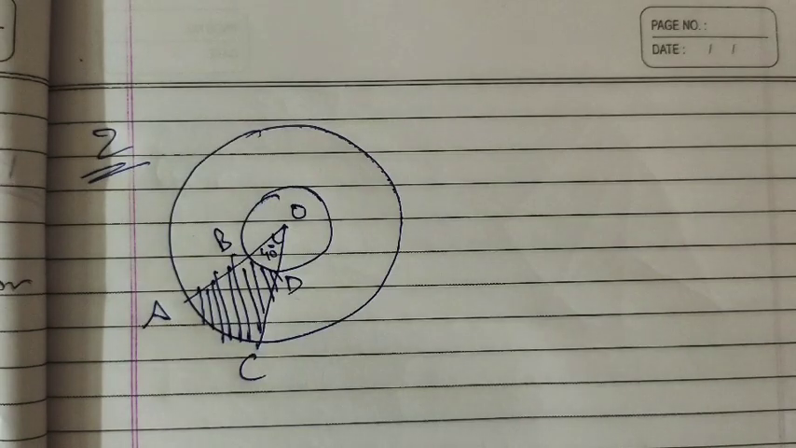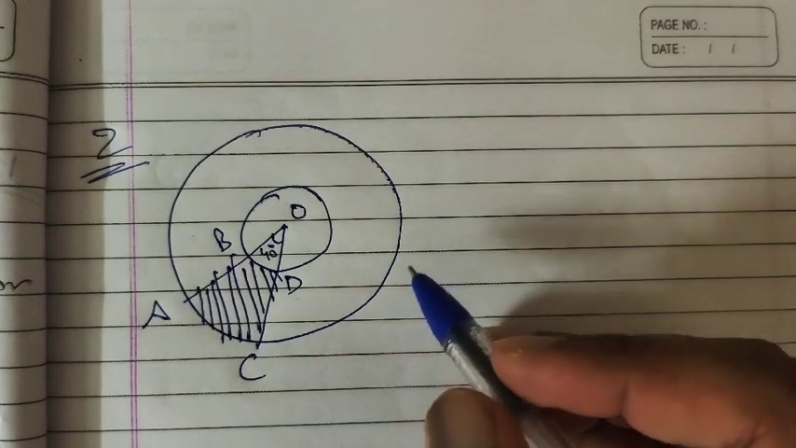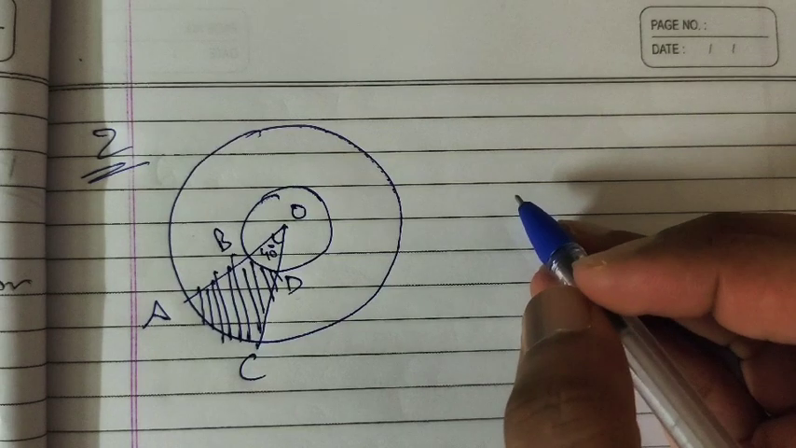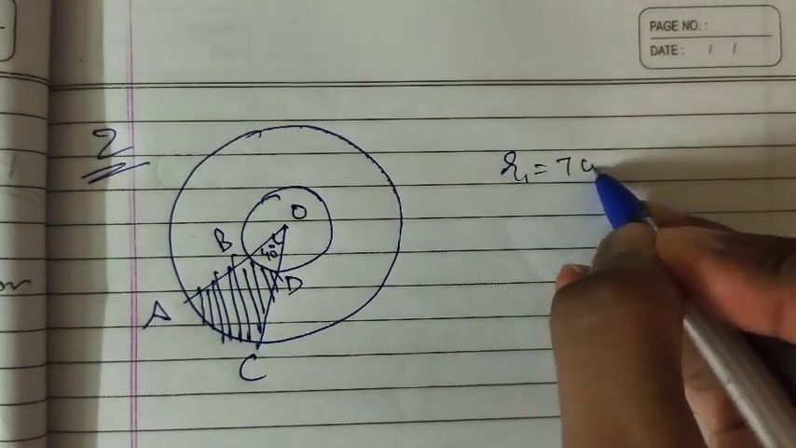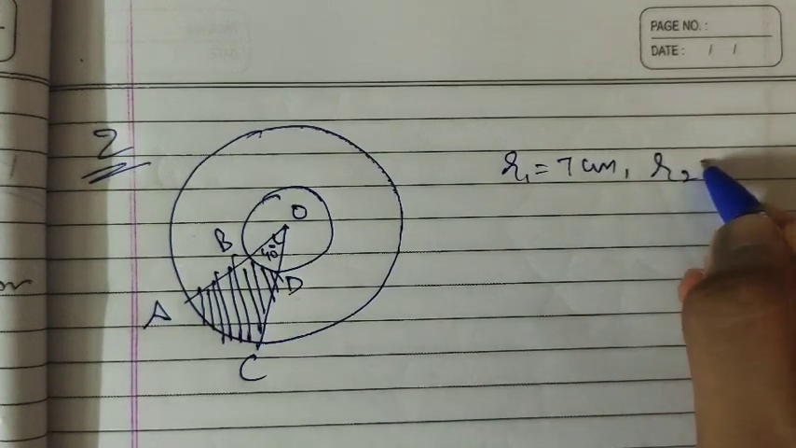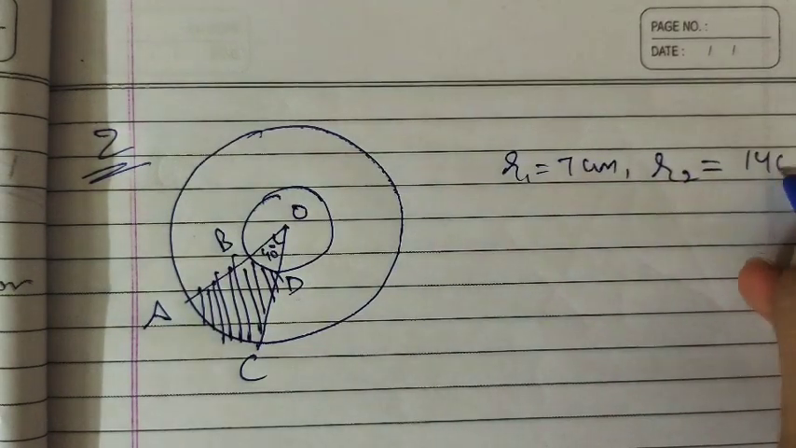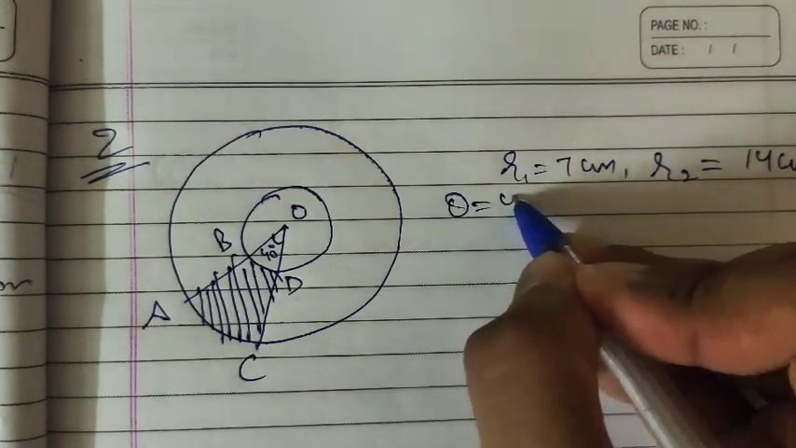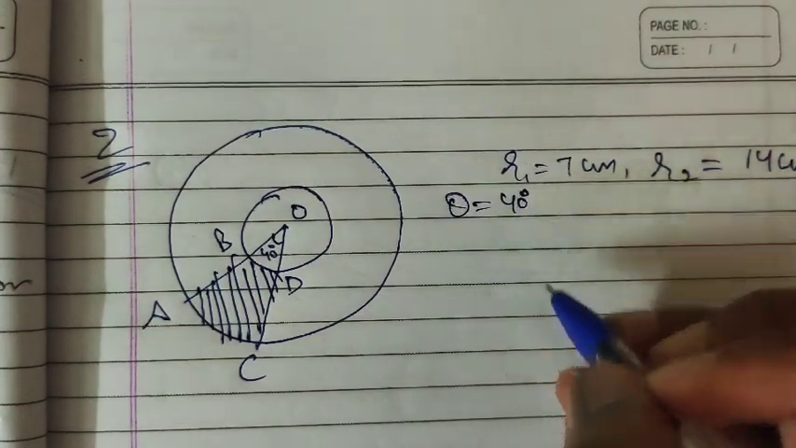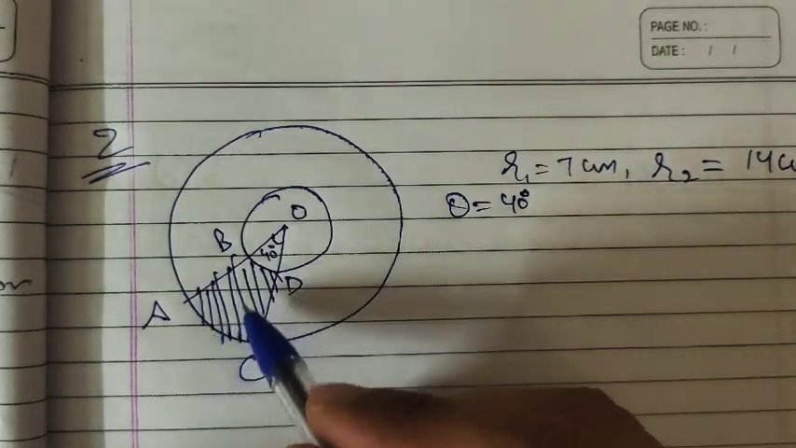Now let's move on to the second question. So in this, two concentric circles are given, right? So the radius of the smaller circle is 7 centimeter. R1 is equal to 7 centimeter. R2, the radius of the greater circle, is 14 centimeter, right? And theta is 40 degree. So what do we have to find out? We have to find out the area of the shaded region.